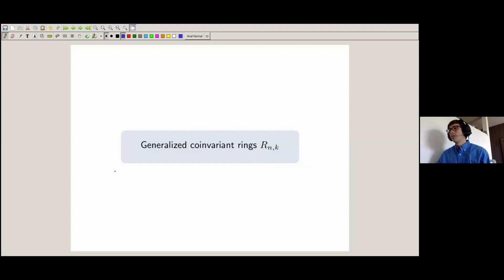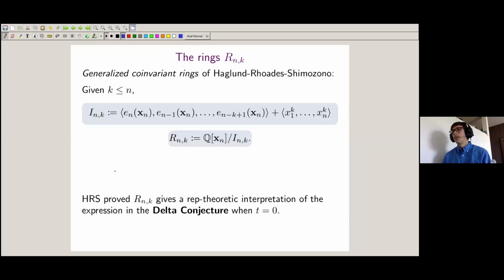So the generalized coinvariant rings Rnk. These were defined by Haglund, Rhoades, and Shimozono. So given two integers, k less than or equal to n, we'll define Ink to be, first you include the top k degree elementary symmetric polynomials in your generating set, and then you include the kth variable powers of all the variables in your generating set, and let Rnk be the corresponding quotient ring.